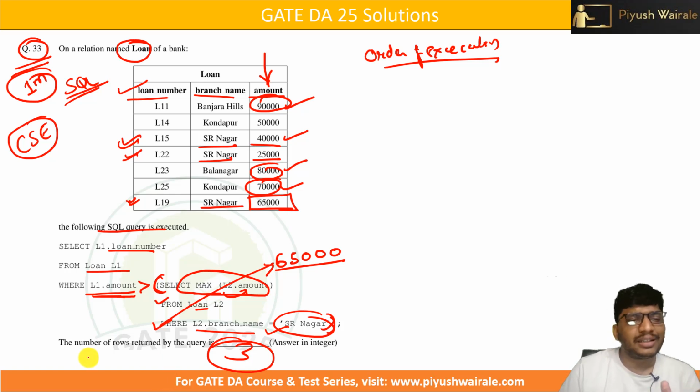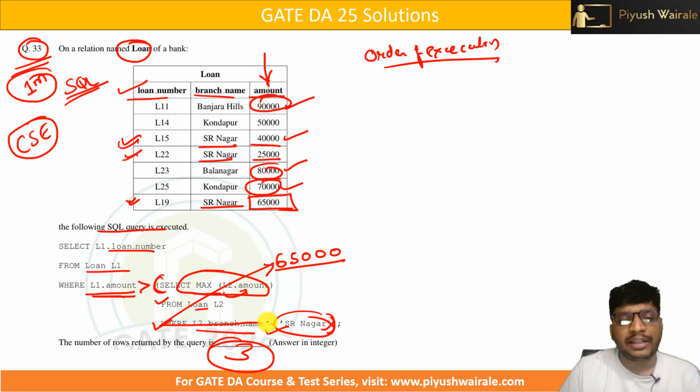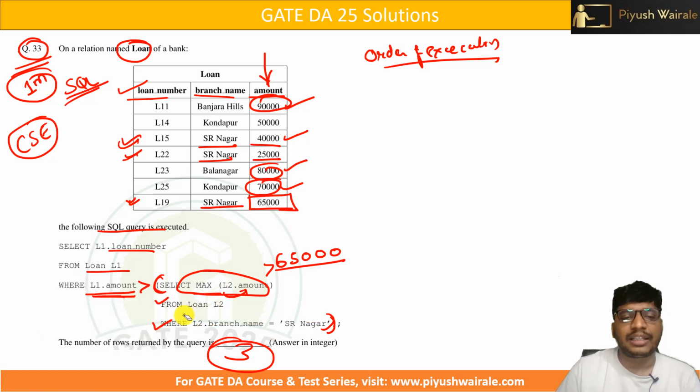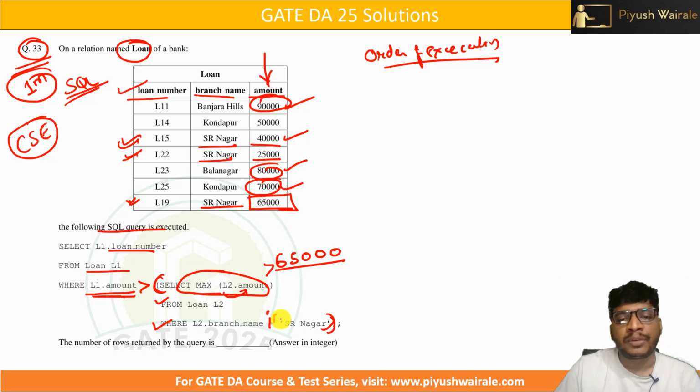They can give this particular table and they can change the query. If I say instead of branch name SR Nagar, I put another branch name, then what will be the output? If I just remove this entire where clause, then what will be the output? Or if I change the condition, for example, branch name IN SR Nagar, comma, Kondapur, then what will be the output?